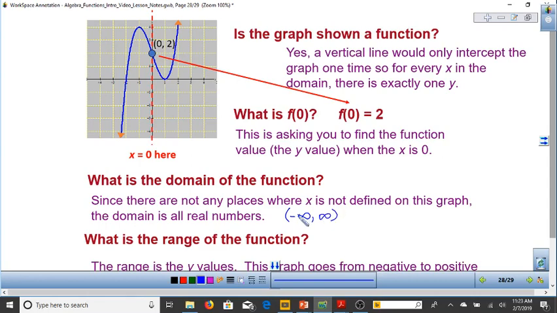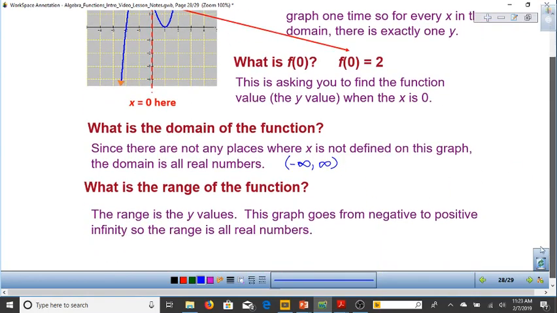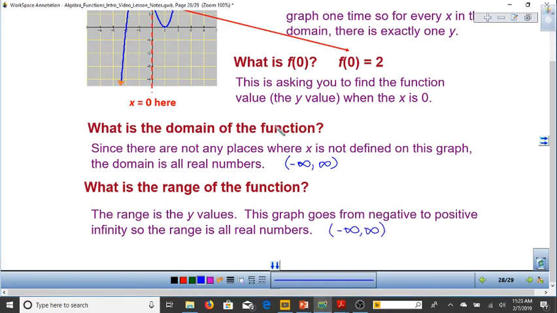This function is unbounded. So the range and the domain are both all real numbers.